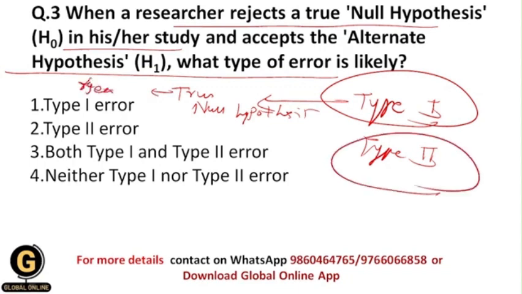And whenever type 2 error occurs, in that situation we are going to accept the false null hypothesis. Okay, false null hypothesis.